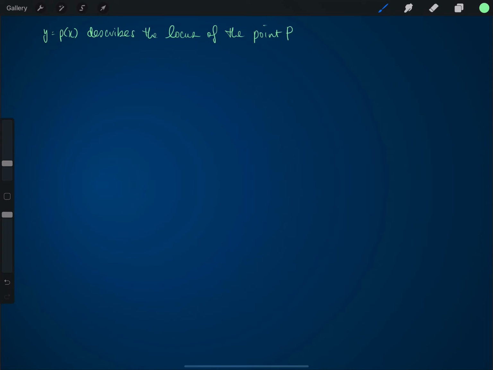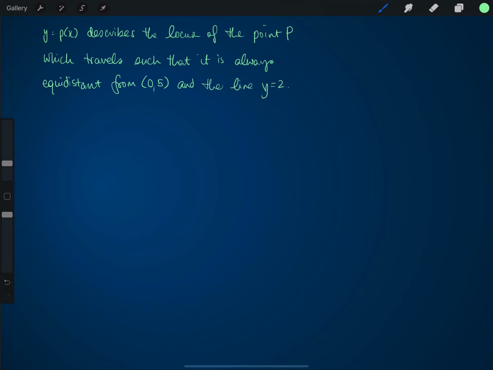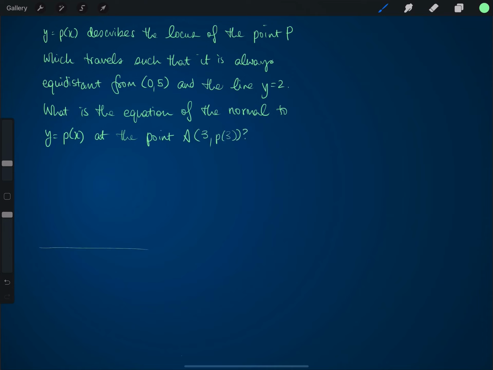It's the parabola question. And in this question, we're talking about the locus of the point P, which travels such that it is always equidistant from a point, and in my case, let's say it's (0, 5), and the line y = 2. And we want to find the equation of the normal to y = p(x) at the point A, (3, p(3)).